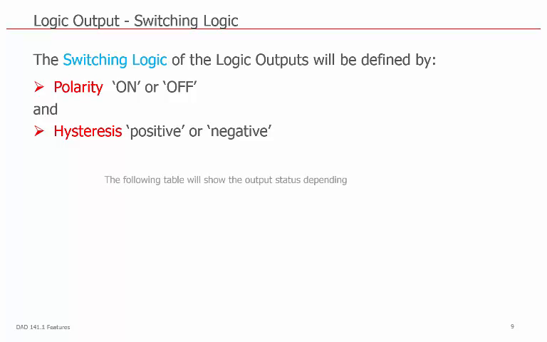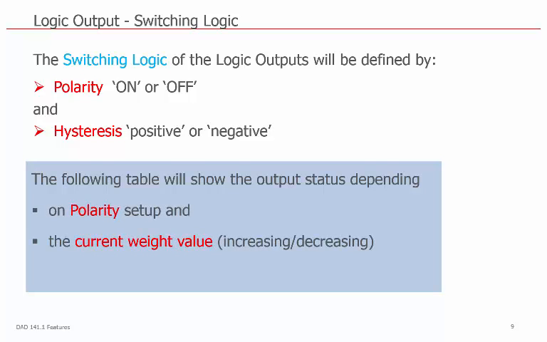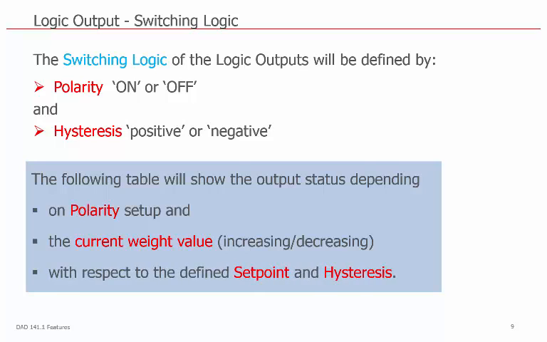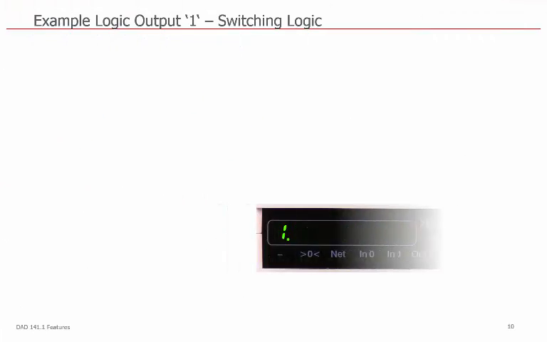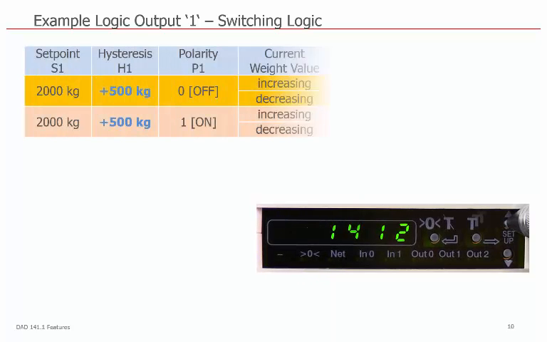The following table will show the output status depending on polarity setup, on-off, and the current weight value increasing, decreasing with respect to the defined set point in hysteresis. Example for output 1, switching logic. The table shows the output status.